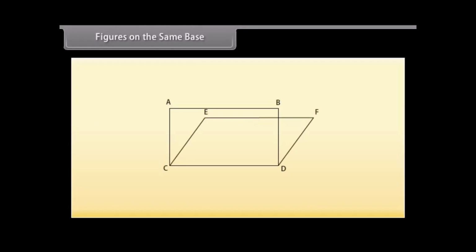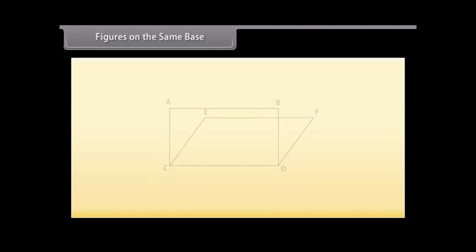For example, area of triangle ABC can also be written as ar(ABC). Figures on the same base. Look at this figure. We have got two figures here, a rectangle ABCD and a parallelogram CDEF. We can see that both the figures are on the same base CD.